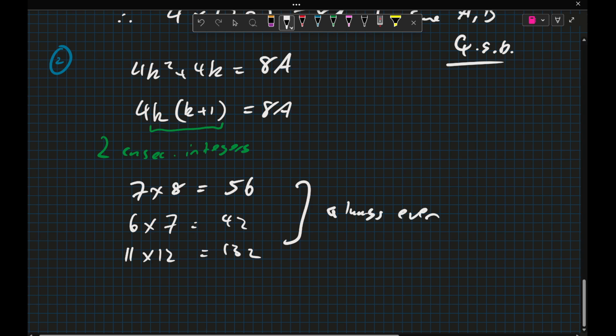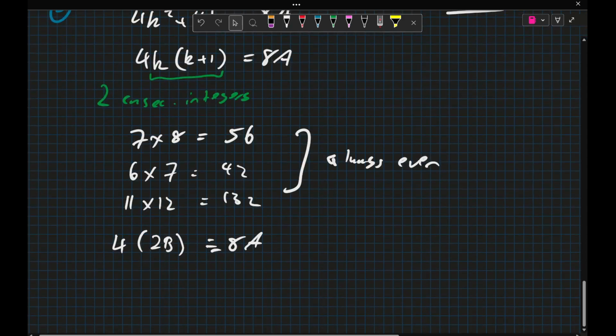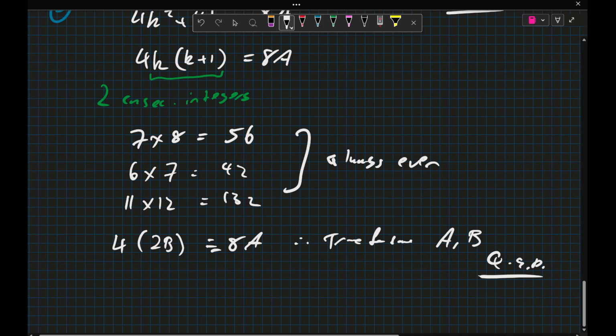You can prove this yourself using direct proof if you want to. But we can show that it's going to be 4 times, again, another even number. So, again, therefore true, for some a and b. And that is a nice example of direct proof.